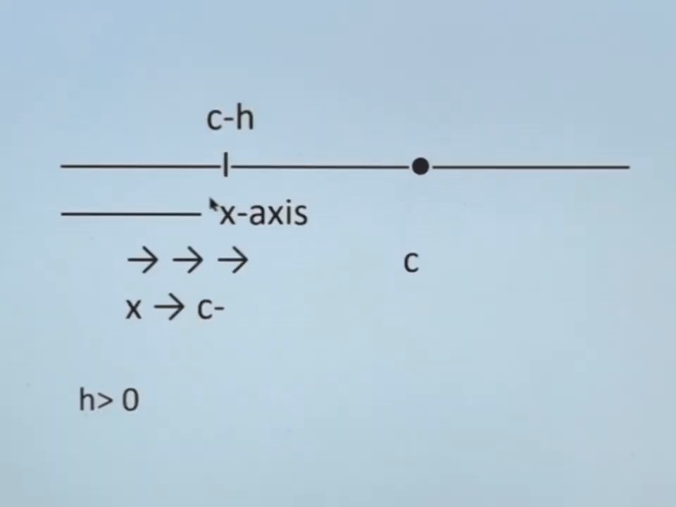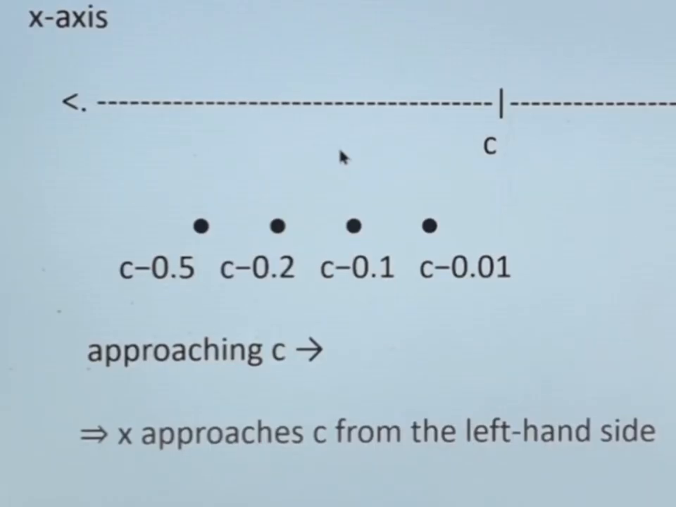As we again see on the x-axis, now this one is c and c minus h lies on the left hand side of c. x approaches to c from the left hand side of the c. Here h is positive. Now in second figure, consider c, and first point on the left hand side c minus 0.01, second c minus 0.1, and third one c minus 0.2, and so on. And x approaches c from the left hand side of the c.